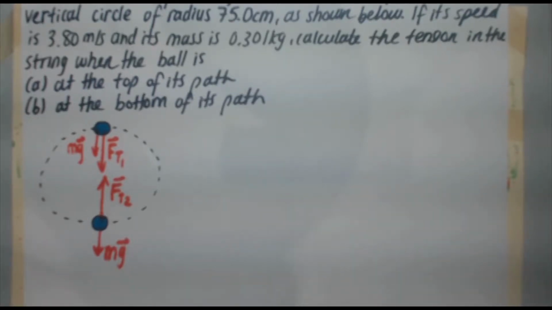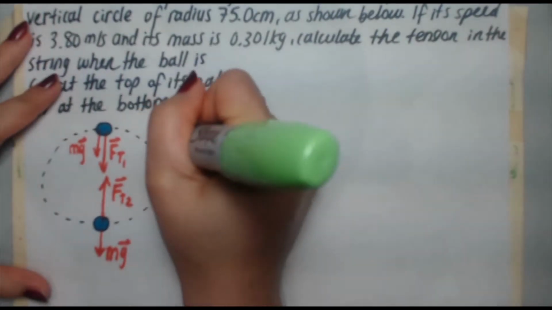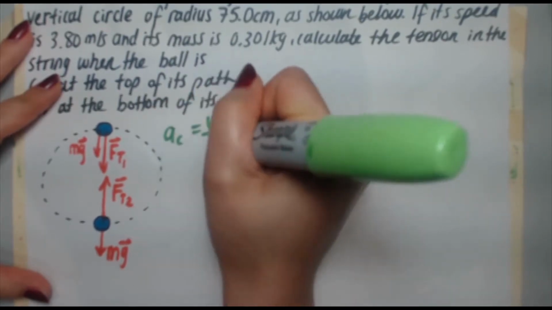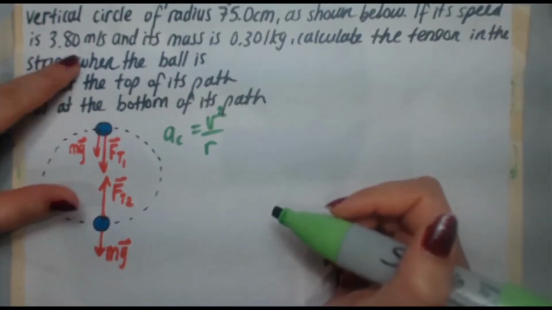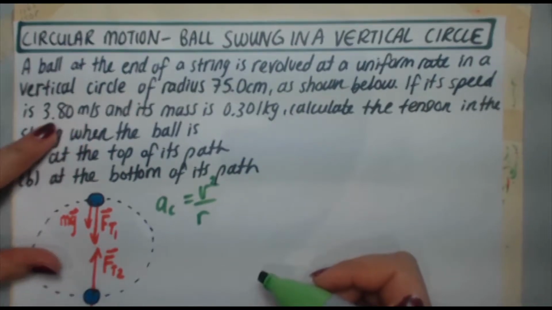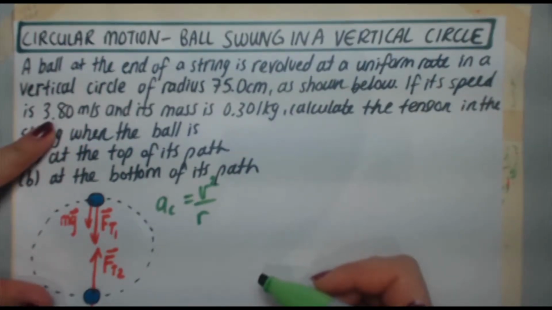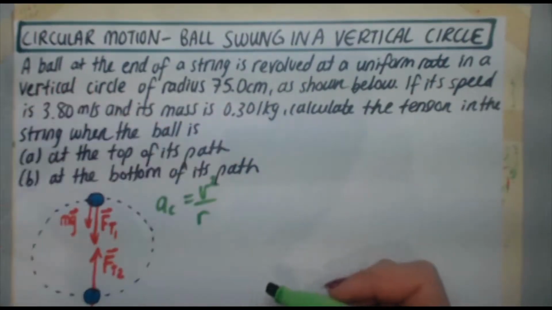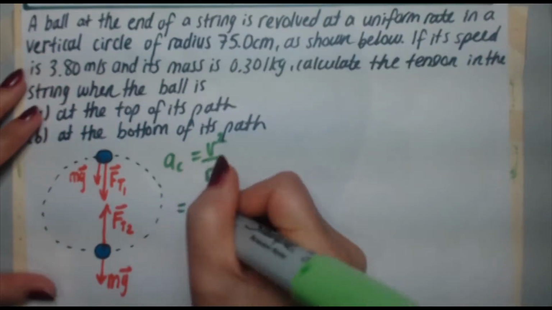In order to find the forces, I'm going to need net force. That's Newton's second law. Newton's second law also involves centripetal acceleration, so I'm going to look for that first. a_c equals v squared over r. It tells us the speed, 3.80 meters per second. The vertical circle has that radius, so this is a given already.